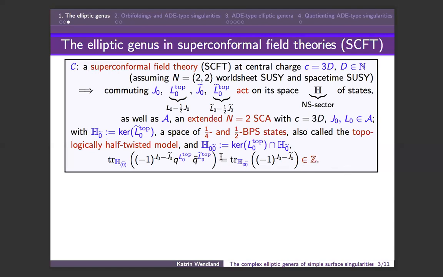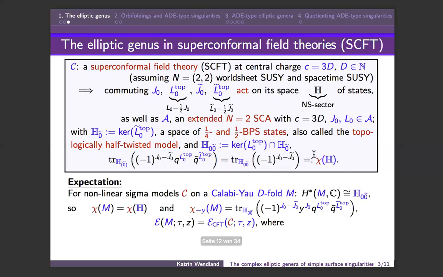The right-hand side is an integer. So there you have an invariant. It's known as the Witten index, and I denote it as chi of h for good reason, because in those cases where you're working with nonlinear sigma models, this invariant is expected to agree with the Euler characteristic of the underlying manifold. So your question translates into the question of whether there are manifolds with vanishing Euler characteristic, and I gave an example of one manifold. Okay, so that's why the torus comes in.